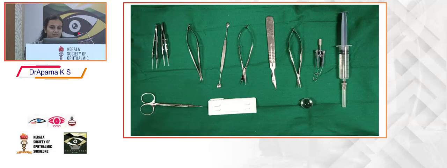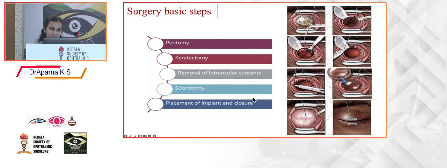These are the set of instruments required for this procedure. We can do it under general anesthesia, IV sedation, or a regional block. I prefer to do it under retrobulbar block using lignocaine with adrenaline. All the other instruments are routine, various forceps and scissors. The only special instrument required for this procedure is an evisceration scoop. Then after removing all the contents, we will place an implant, then close in layers.